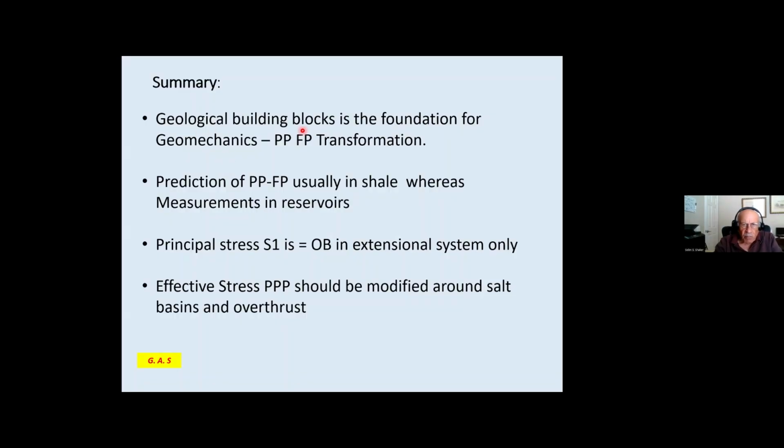Here is a summary. You can read it from the recording because I'm running pretty close to my end time. Is the geological building block the foundation for the geomechanics? Yes. Predicted pore pressure is usually in the shale, not in the sand? Yes. Principal stress is not equal to the OB all the time. In the extensional system, it is equal to the OB, not in the compressional system. Effective stress should be modified around salt basins and overthrust.